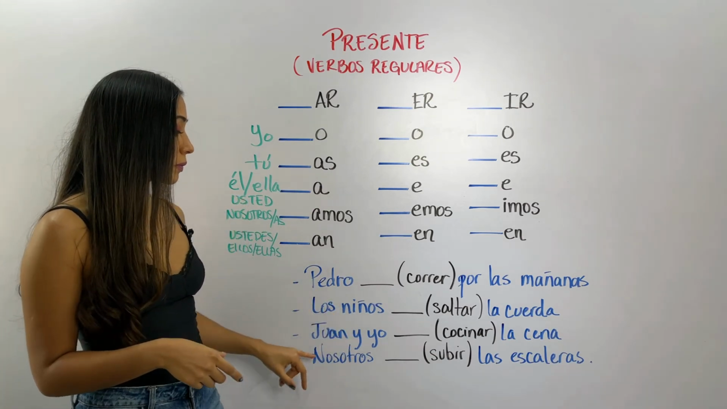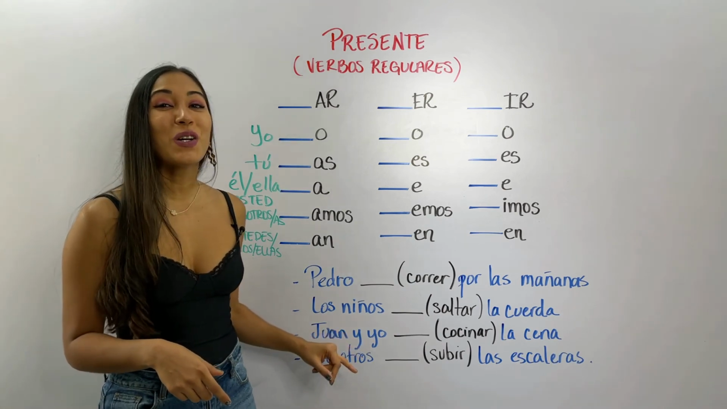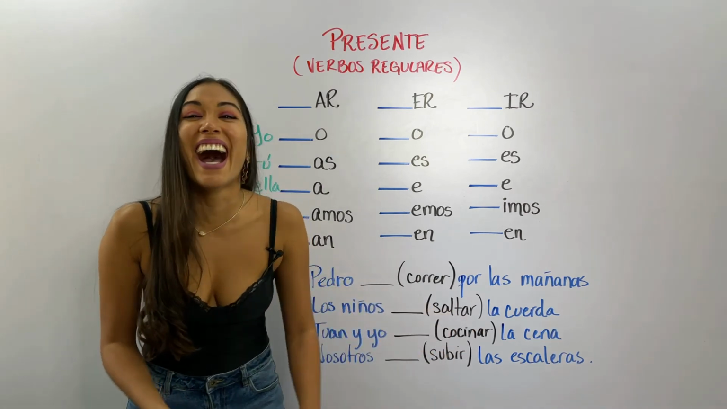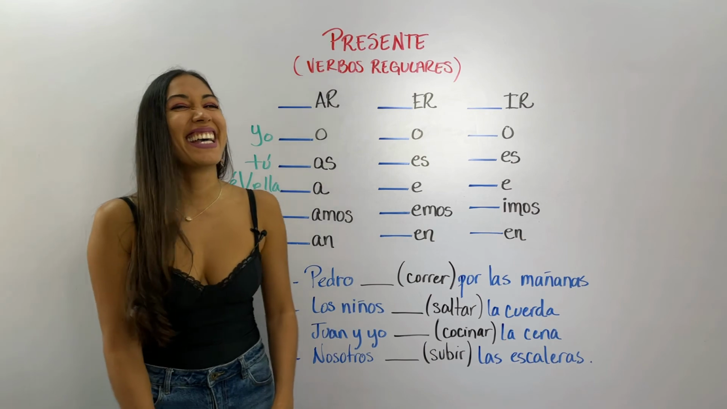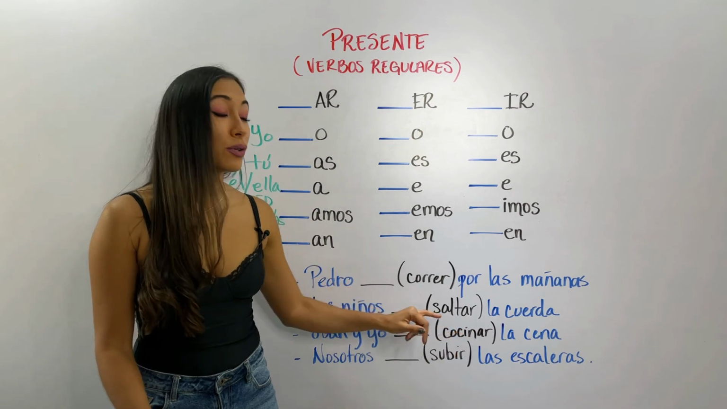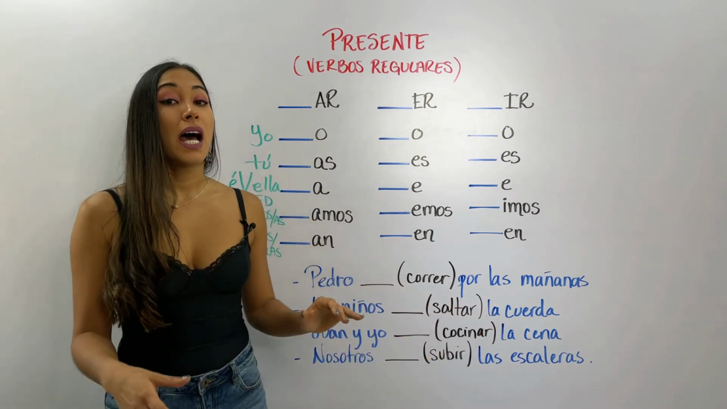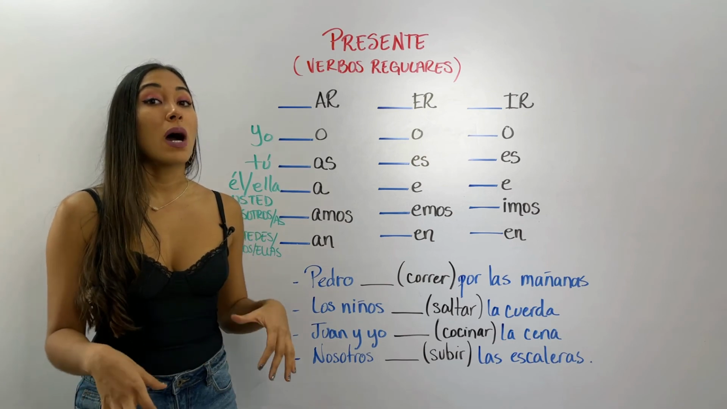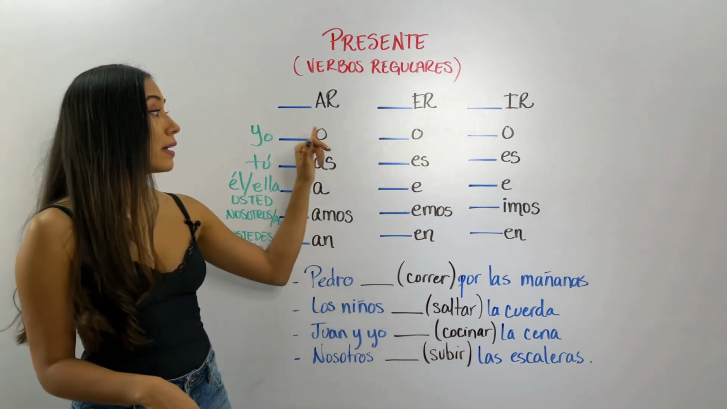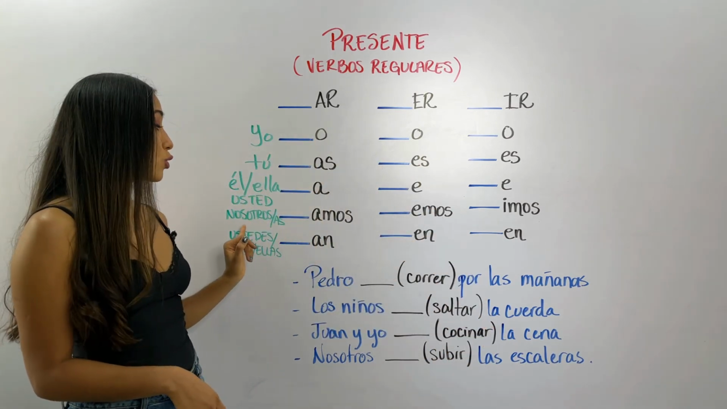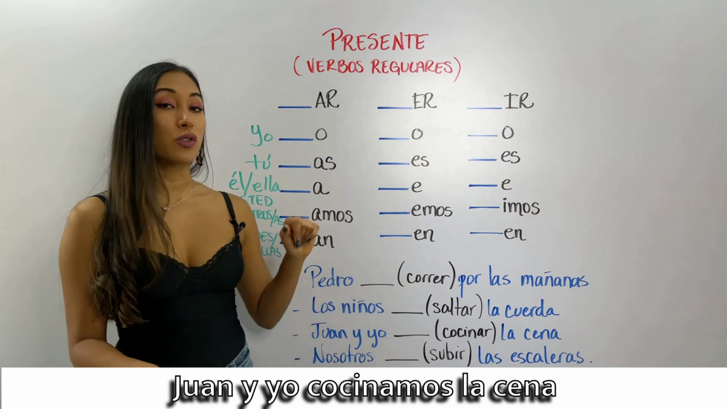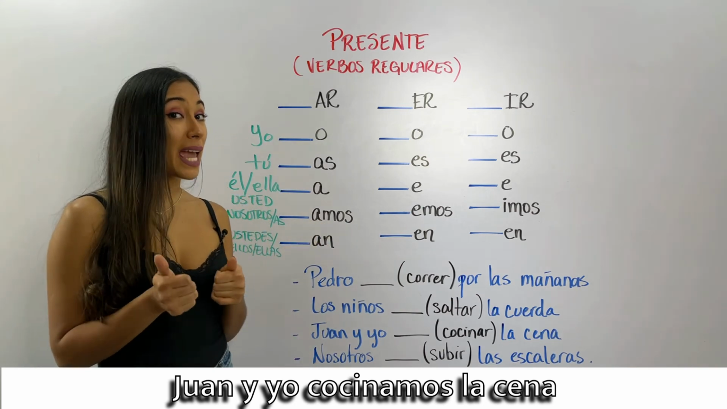And the last one, no, it's not the last one. Juan y yo, Juan and I, cocinar la cena. Okay, Juan y yo, to cook dinner. How do I say, ¿cómo digo?, Juan and I cook dinner? Juan y yo, again, cocinar -ar. Juan y yo is the same as nosotros. Okay? So Juan y yo cocinamos la cena.